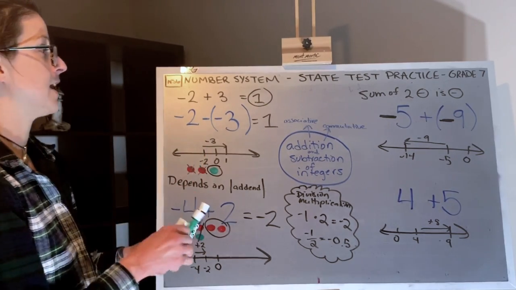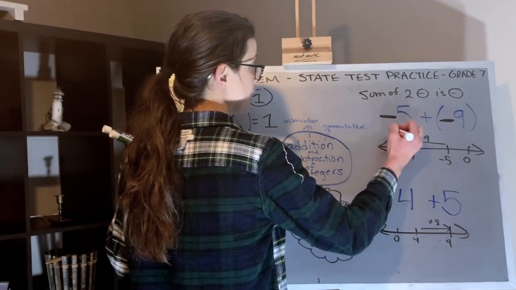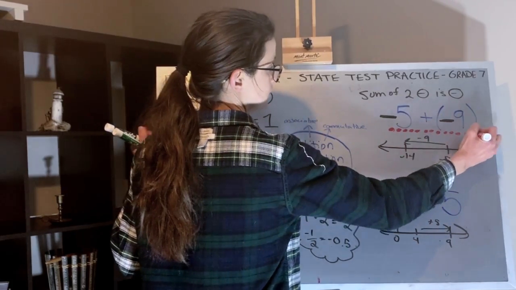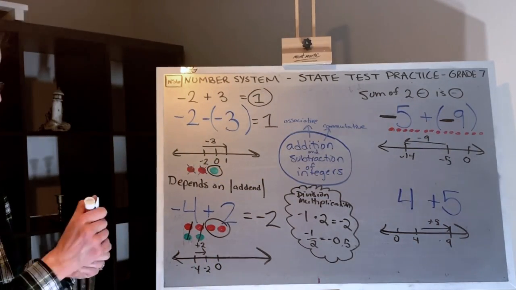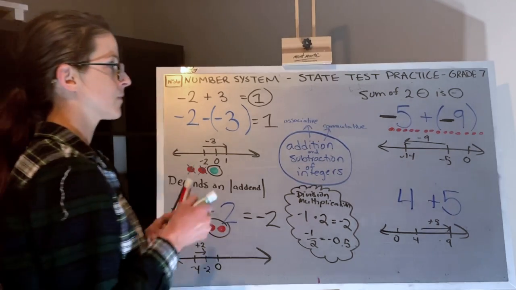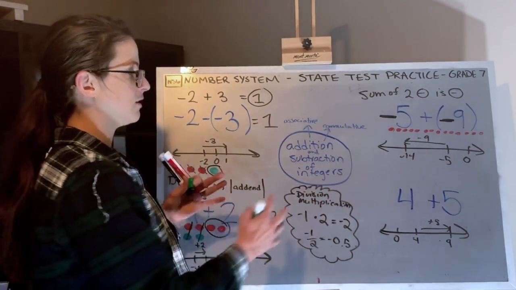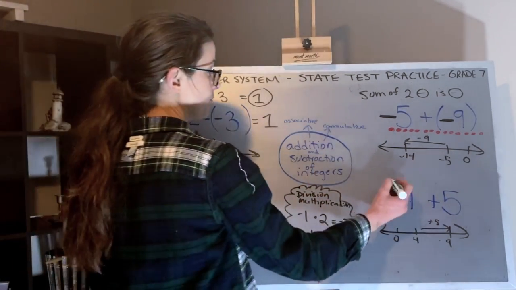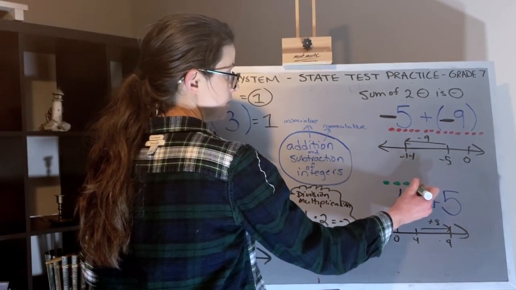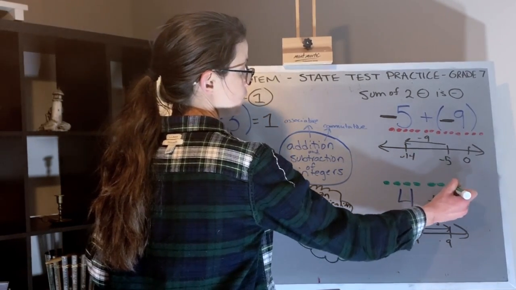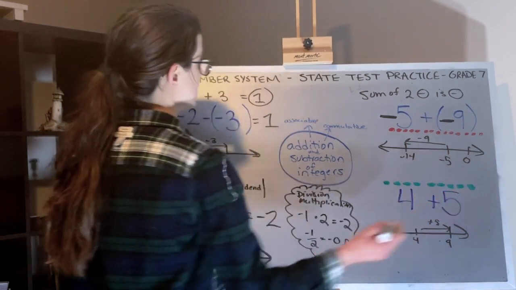Up here we have -5, and then we add -9 more, for a total of 14 negatives. And then in that same collection of same sign, we have +4 and then 5 positive more to get +9.